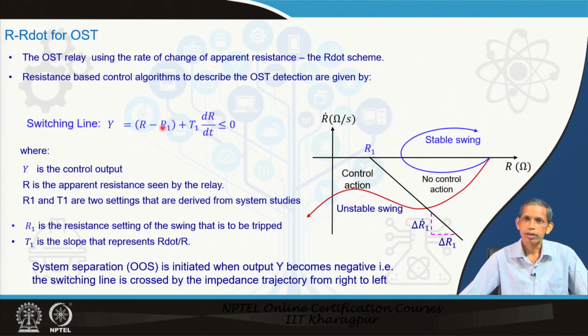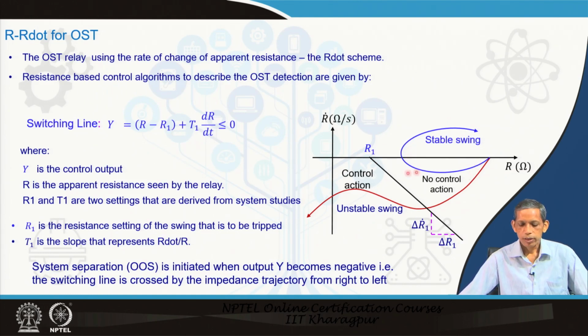R minus R1, like Z minus Z1, which is the Z setting: R minus R1 plus T1, some constant, into dR/dt. If this is less than 0, meaning negative, then that is called an unstable swing situation. So, this is the straight line we are trying to define, and its slope is based on T1, the constant multiplying dR/dt. The x axis intersection point is R1.